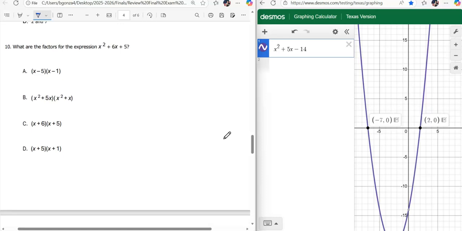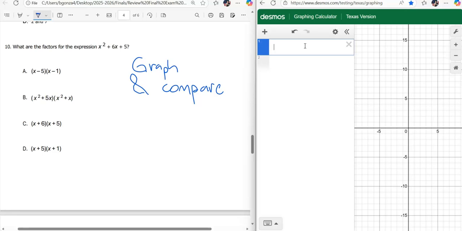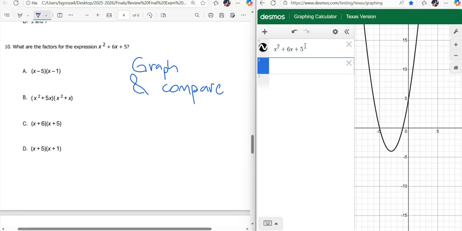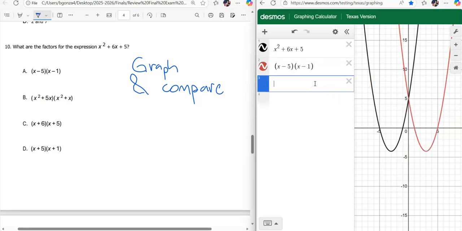Number 10. What are the factors of the expression here? Now, I'm going to tell you, when you have an original quadratic and then factored form, graph and compare. If you graph the original and you graph the answer choices, one will match up. So x squared plus 6x plus 5. Okay, let's graph these answer choices. X minus 5, x minus 1. Is that perfectly matching? No.